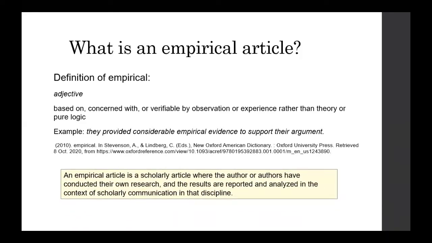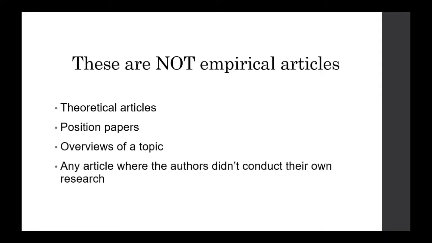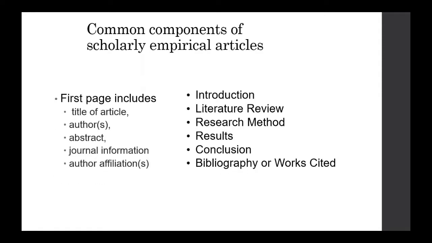So in this context, an empirical article is a scholarly article where the author or authors have conducted their own research, and the results are reported and analyzed in the context of scholarly communication in the discipline in which that transpires. These are not empirical articles. They're theoretical, a position paper, an overview, or basically anything where the authors didn't conduct their own research.